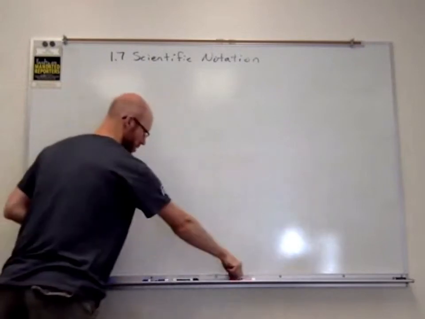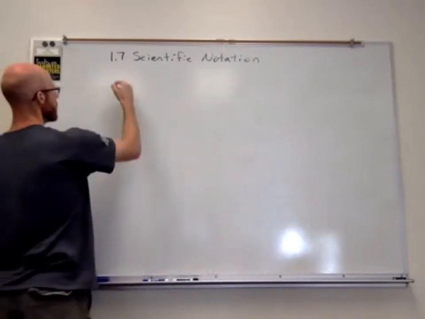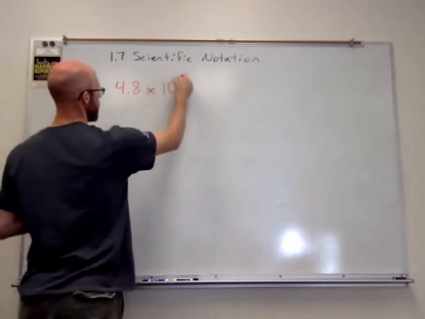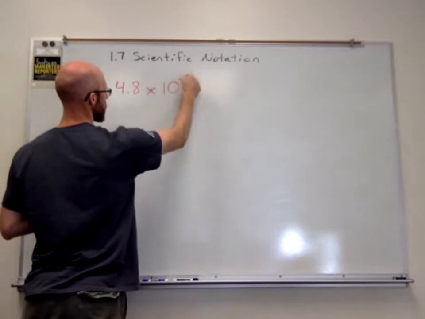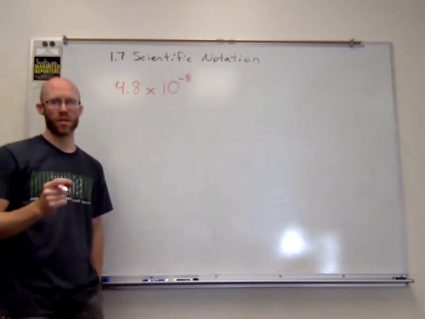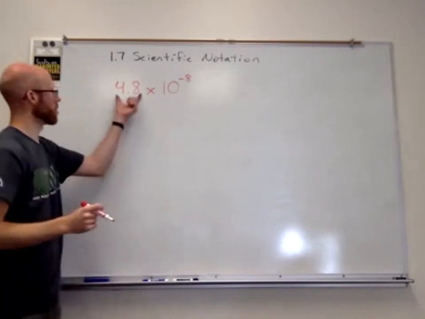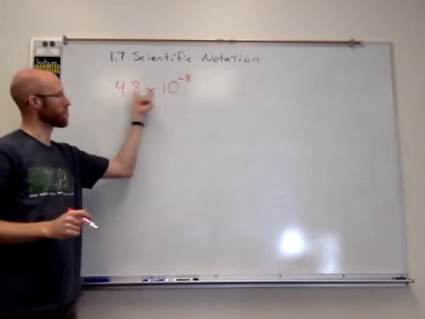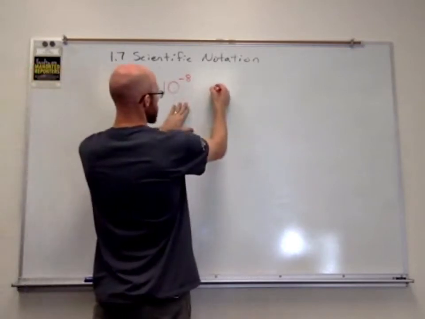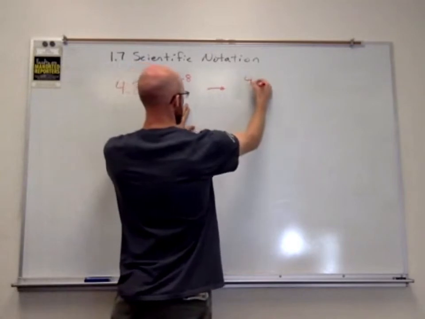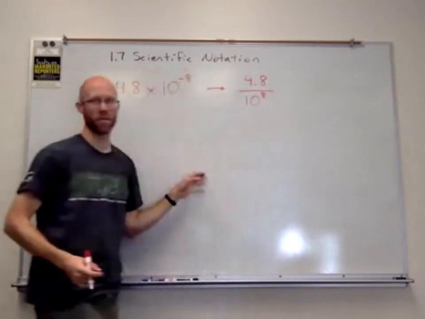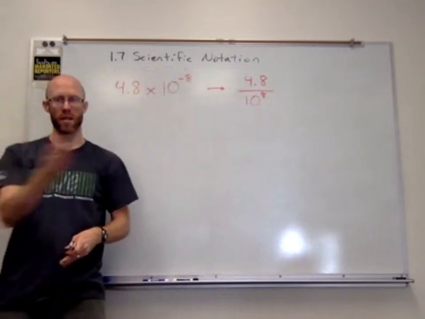So if I were dealing with the number 4.8 times 10 to the minus 8, then this is really a smaller number. It's a number quite a bit smaller than 4.8 because I'm multiplying by 10 to the minus 8. Remember, 10 to the minus 8 is really the same as dividing by 10 to the 8th, or dividing by a 1 with 8 zeros.